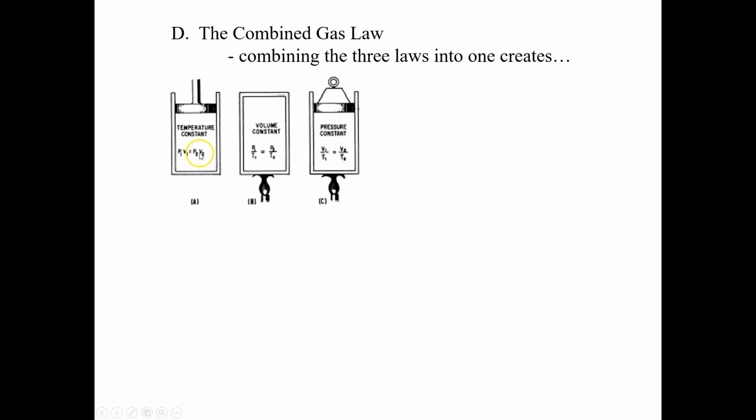Now, what if we had a container that didn't have temperature constant or volume constant or pressure constant? What if all three of these things could change? Well, then we'll have to look at all of them together. So we can combine all of these gas laws into one, which would look like this: P1 times V1 divided by T1 equals P2 times V2 divided by T2. So this is the combined gas law, and it really is sort of a replacement for all three of those.